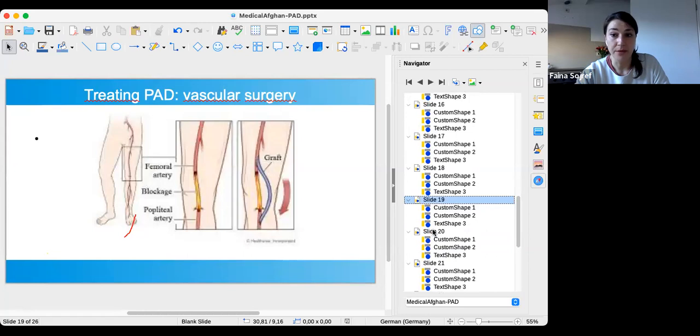After inserting a bypass, you will also need some kind of either antiplatelet therapy or even full anticoagulation, depending on the type of bypass and the situation afterwards.